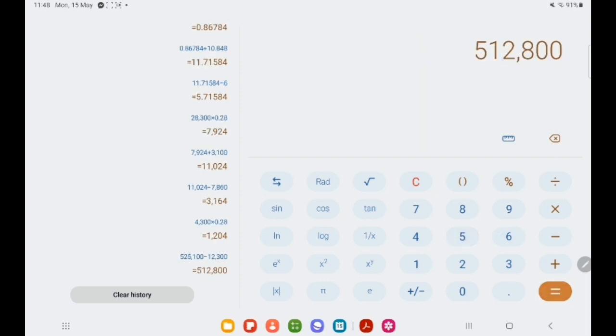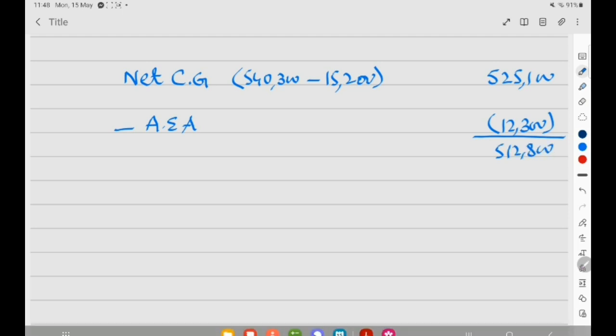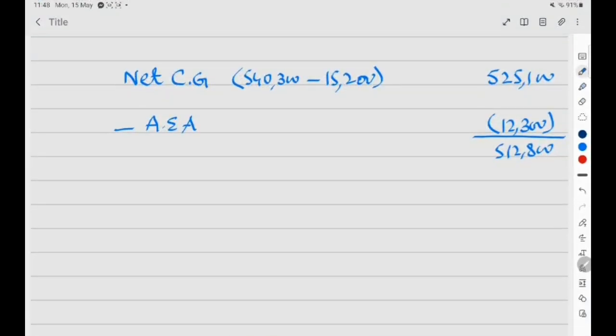minus 12,300 annual exempt amount. This is 5,12,800. Now we have to deduct the capital losses brought forward, which are given as 15,300. These are capital losses brought forward. So it will be 4,97,500 of the taxable gain.